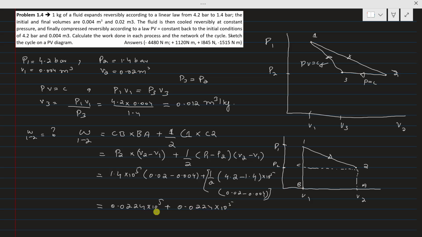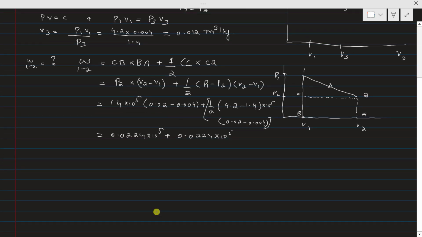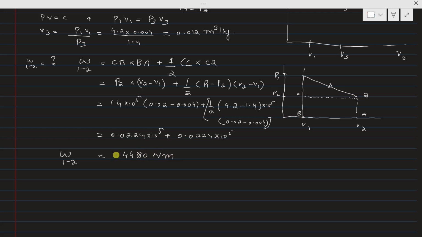After solving, you will get the final work output from process 1 to 2, and it is 480 Newton meter. I will write here the negative sign because work is done by the fluid. So this is the work that you obtained from process 1 to 2.